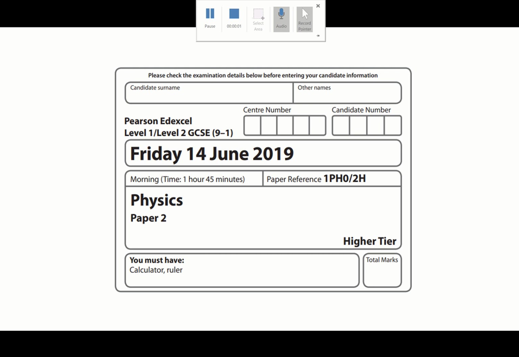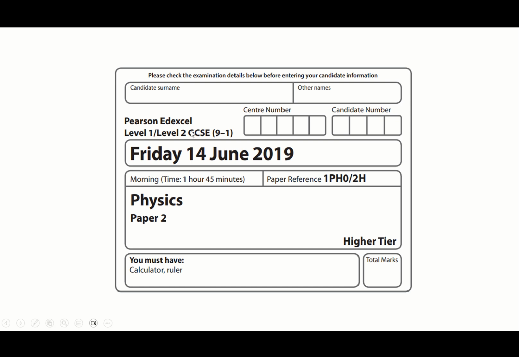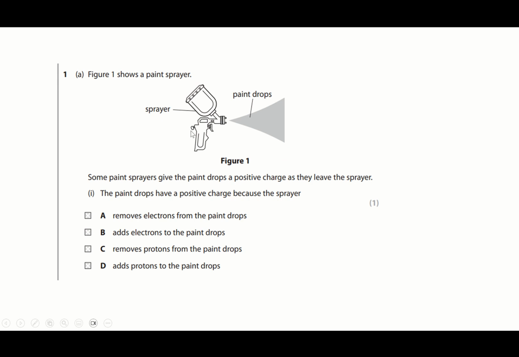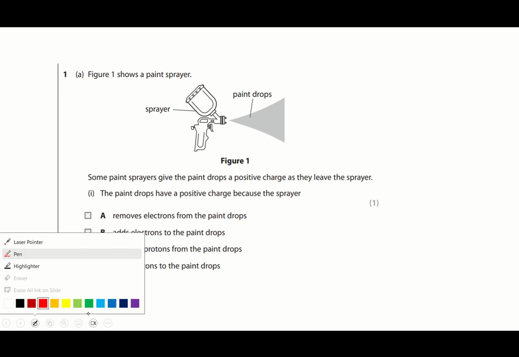Okay, so this is the 2019 paper 2, higher tier, and we're just going to go through. This will be question 1. So, figure 1 shows a paint sprayer. Let me just get a pen.